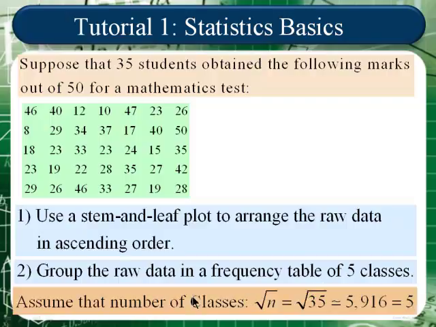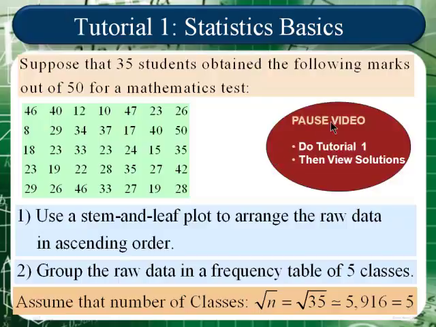Why the 5 classes? Again, I assume that the method that we use to find the number of classes depends on the square root of the sample size. Now the square root of 35 is nearly 6, but not quite, so therefore we use 5 classes. I suggest that you pause the video, do tutorial 1, and then come back and view possible solutions.